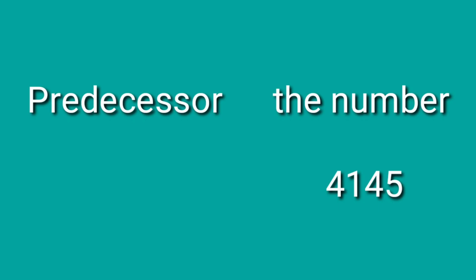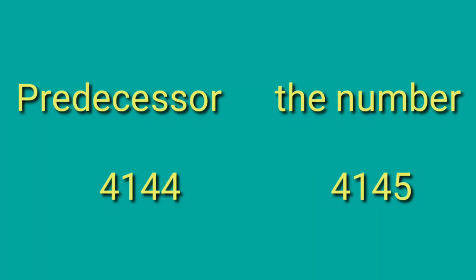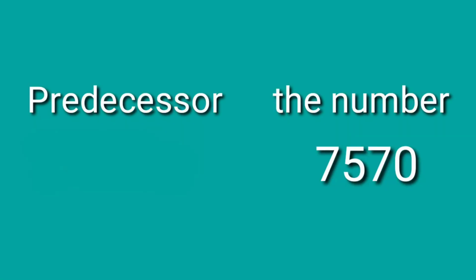Here is the number 4145. We have learned predecessor means one less than the number. 4145 minus 1 equal to 4144. 4144 is the predecessor of 4145.